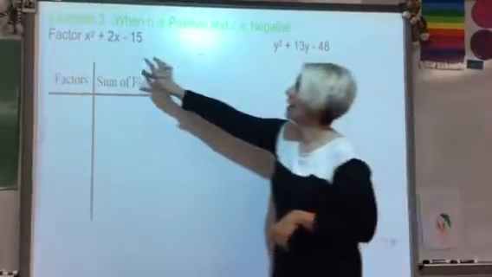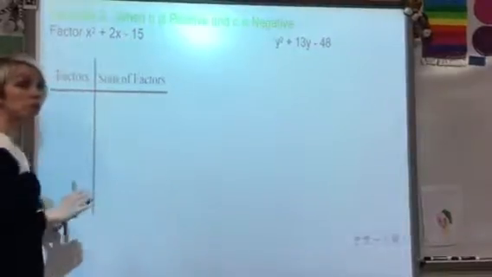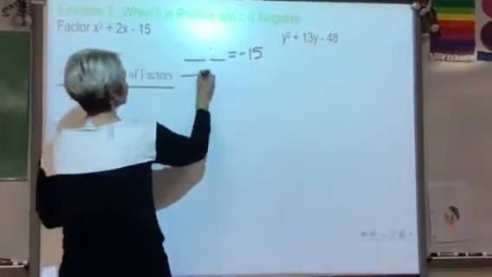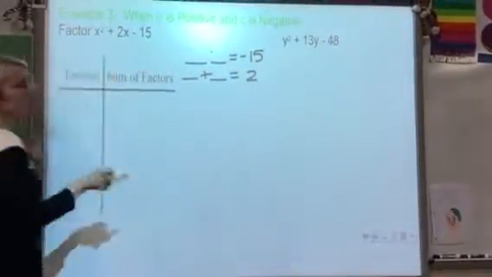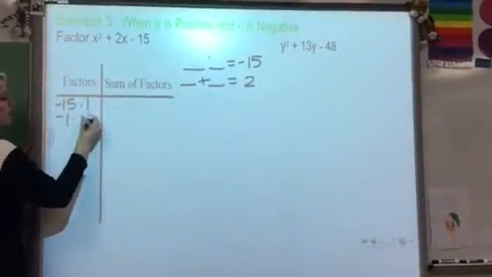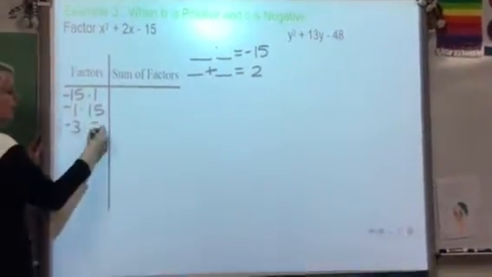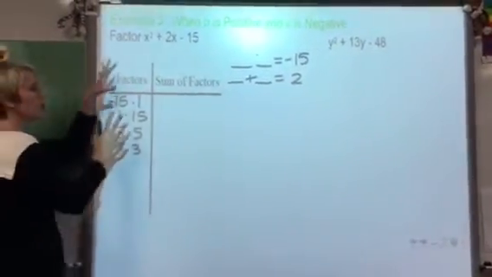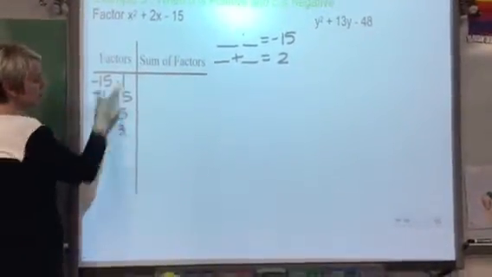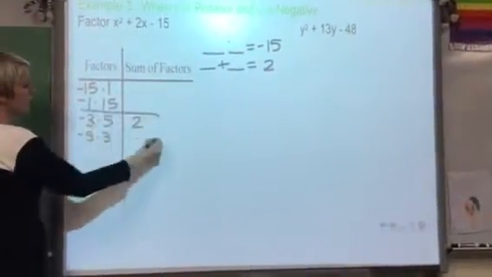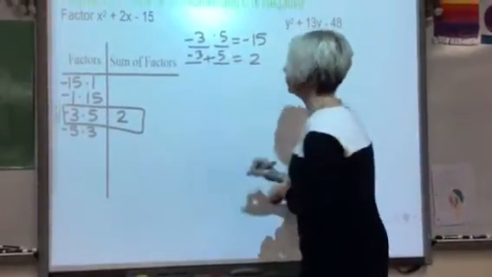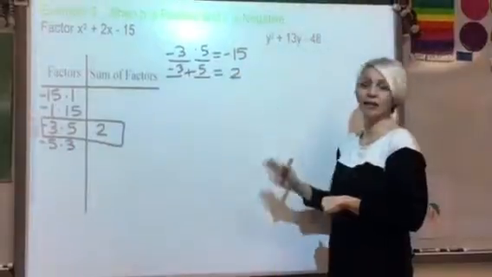All right, what happens then when I have a middle term positive and my product is negative? So I'm looking for a product of negative 15 that would give me a sum of 2. So when you think of products of negative 15, that's negative 15 and 1 and negative 1 and 15. That is negative 3 and 5 and negative 5 and 3. When you think of factors, one of them has to be negative to get a negative product. And what gives me a positive 2 sum is this one right here. When I have a negative 3 times a positive 5, and I add that negative 3 plus the positive 5, that would give me the relationship I need here.